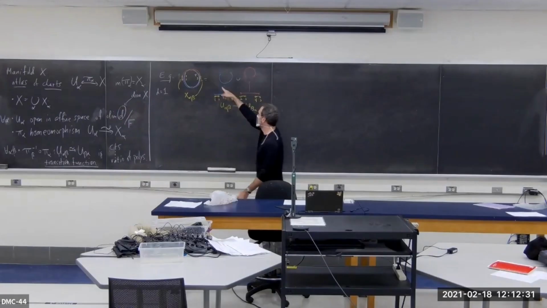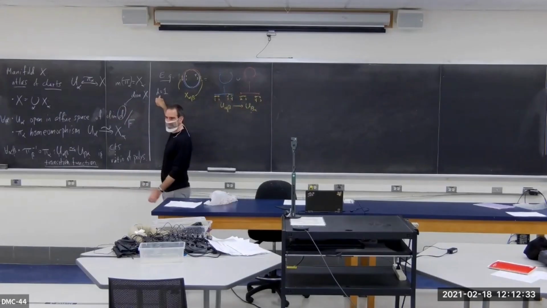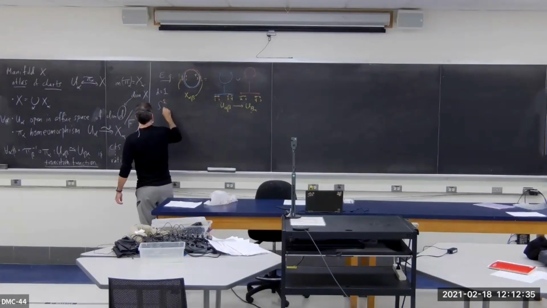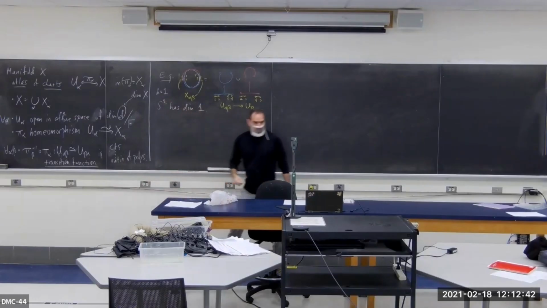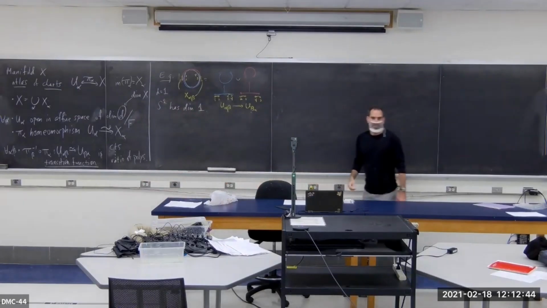Right? So this circle, what's the dimension? The circle, so we say S1 has dimension 1. Fair enough?